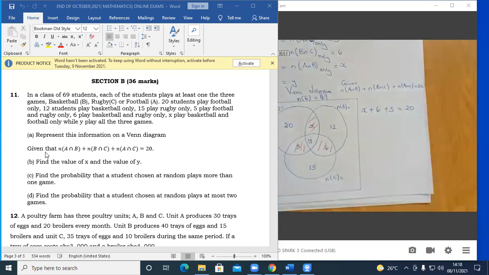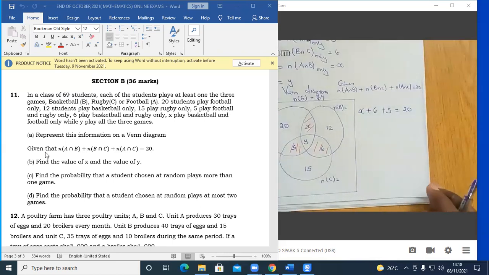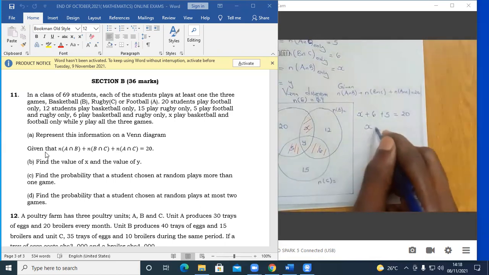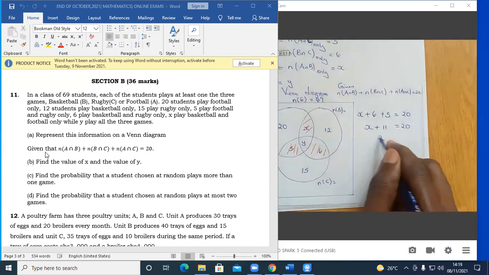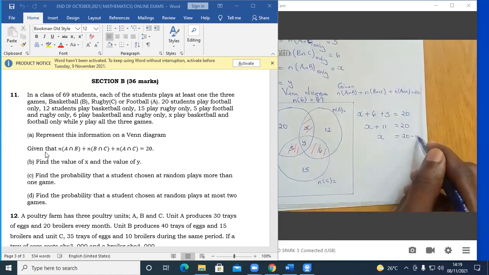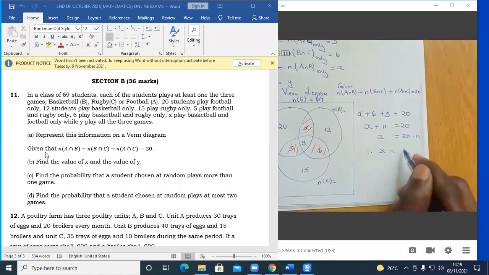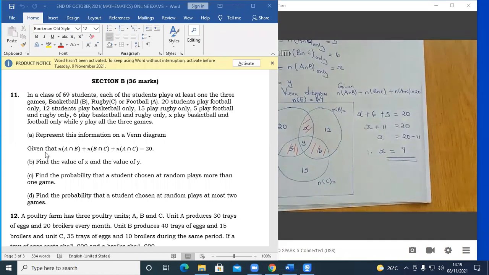So from there, we can find the value of X. I'll have X plus 11 equals 20, so X will be equal to 20 minus 11. Therefore, X is 9. Members, have you seen that? Okay.